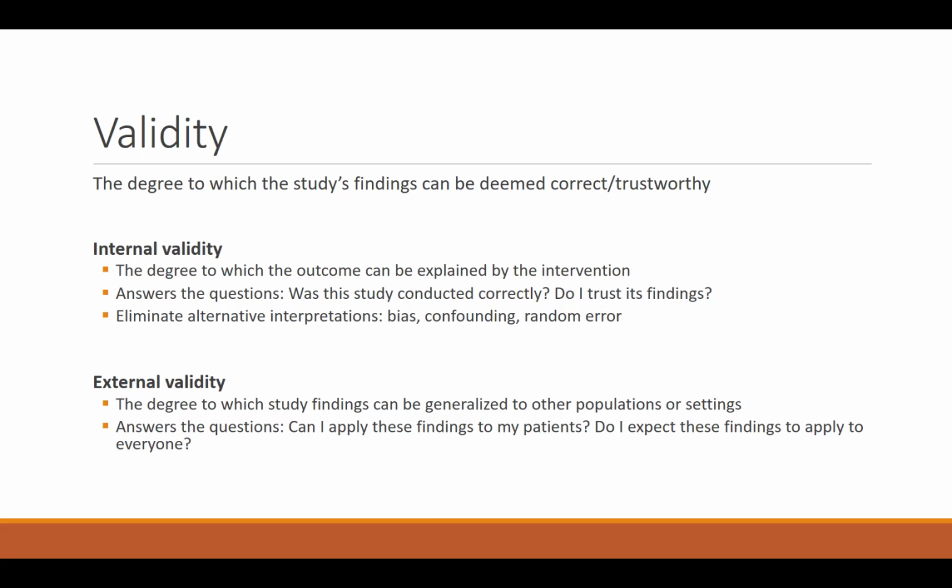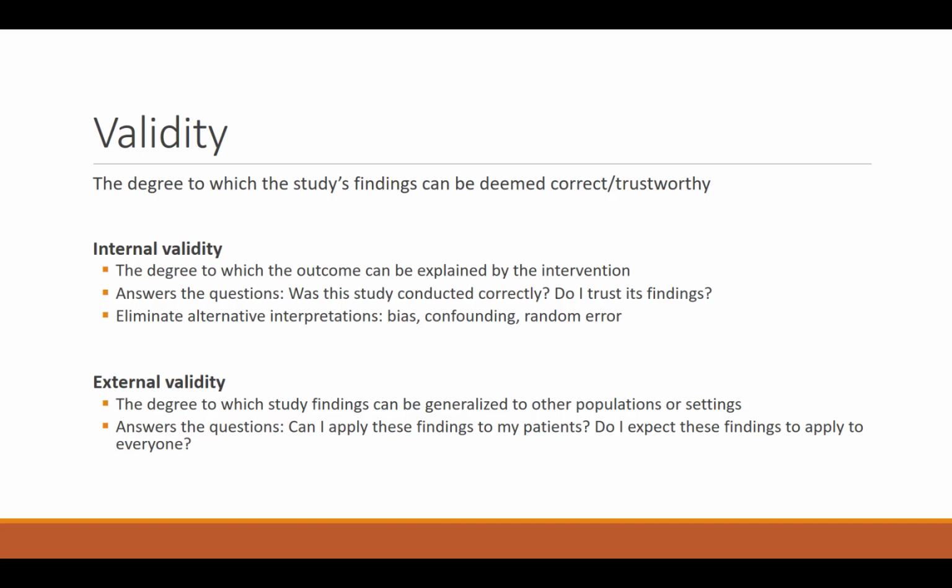To have high internal validity, it has to do with study design, and it also has to do with conducting the study. So reducing bias to the highest extent possible, eliminating confounding variables, and making sure appropriate statistics are done to eliminate random error in your findings will all contribute to having a study with high internal validity.